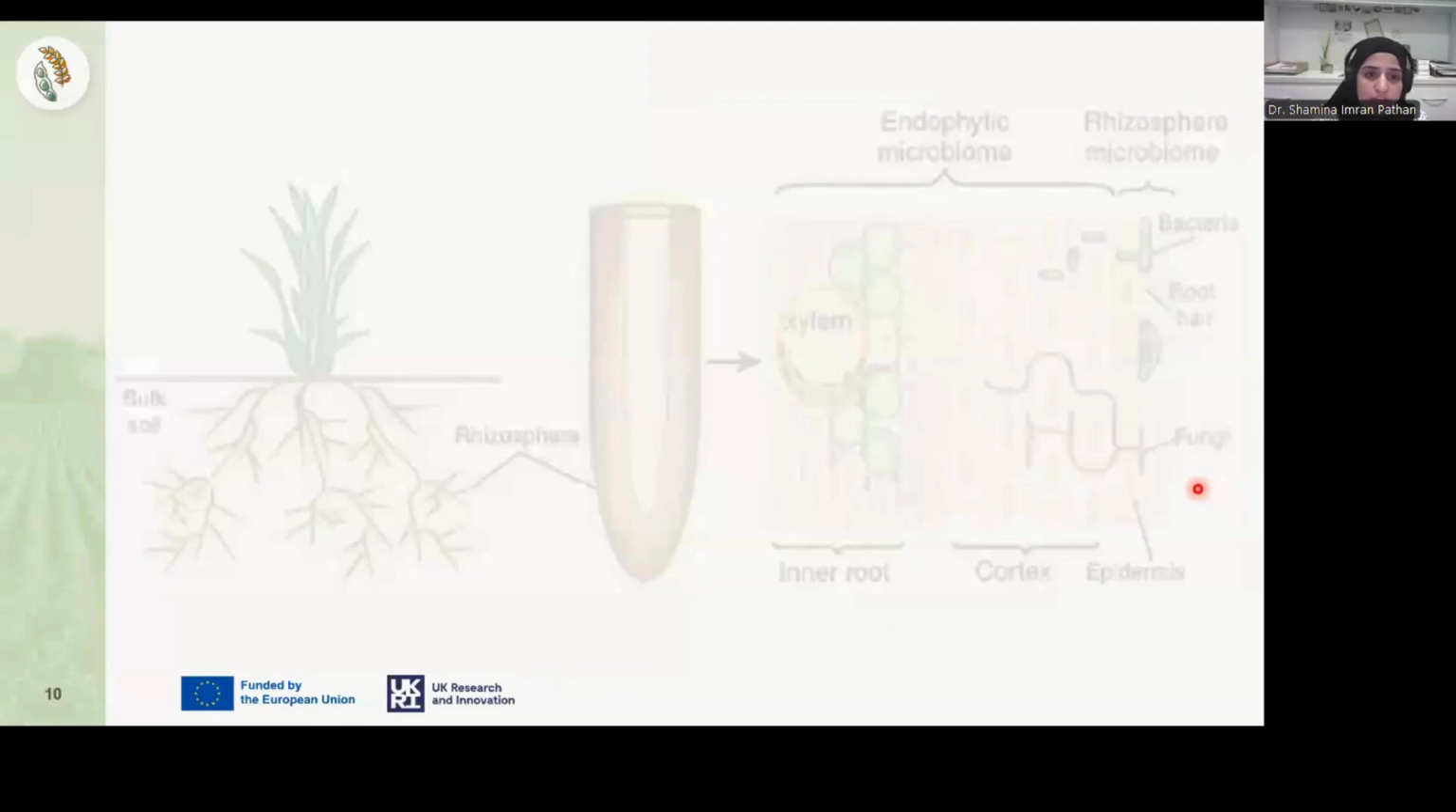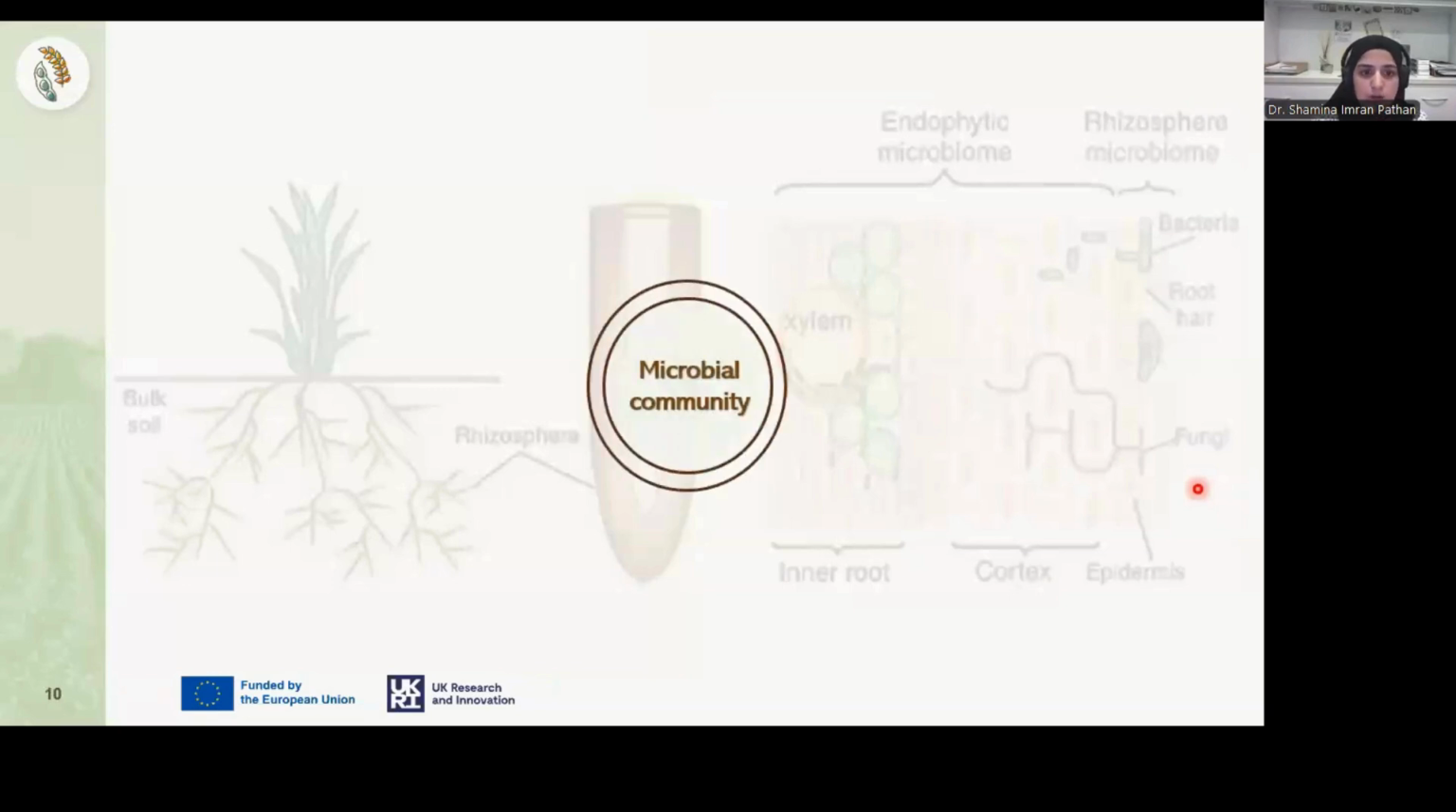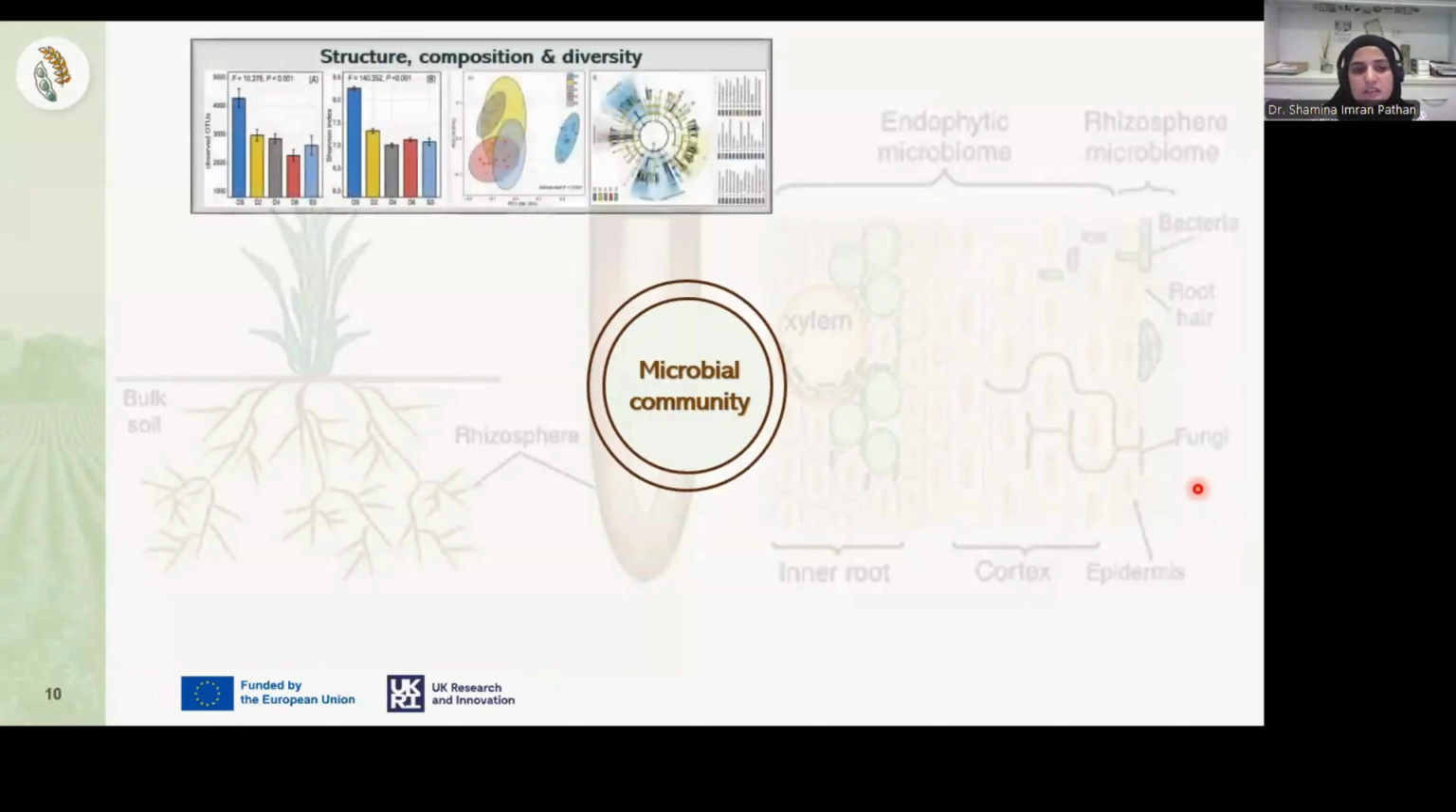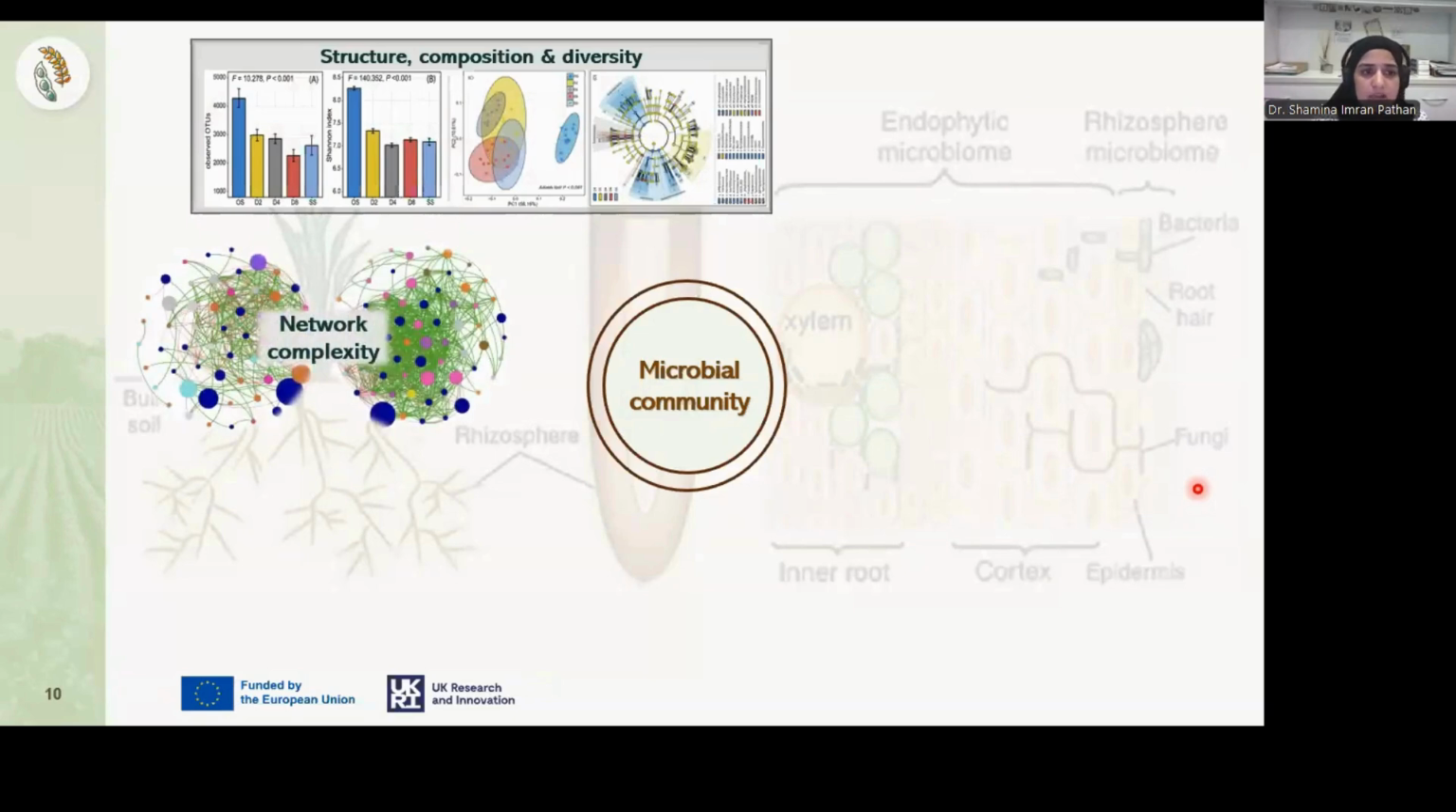So what are we doing with these samples? First of all, we are analyzing the microbial community. We are doing the sequencing, like meta-DNA extraction, and understanding the structure, composition, and diversity of the microbial community. Then we look at the network complexity, like the co-occurrence patterns between different microbes.